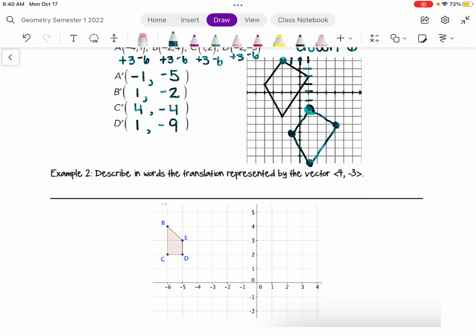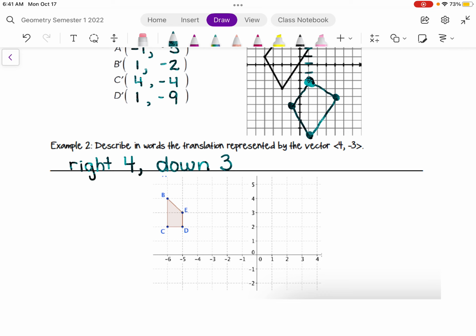Well, since that's a positive 4 in the first spot, that means right 4. Negative in the second spot means down 3. Again, if your signs were different, it'd be left and up.